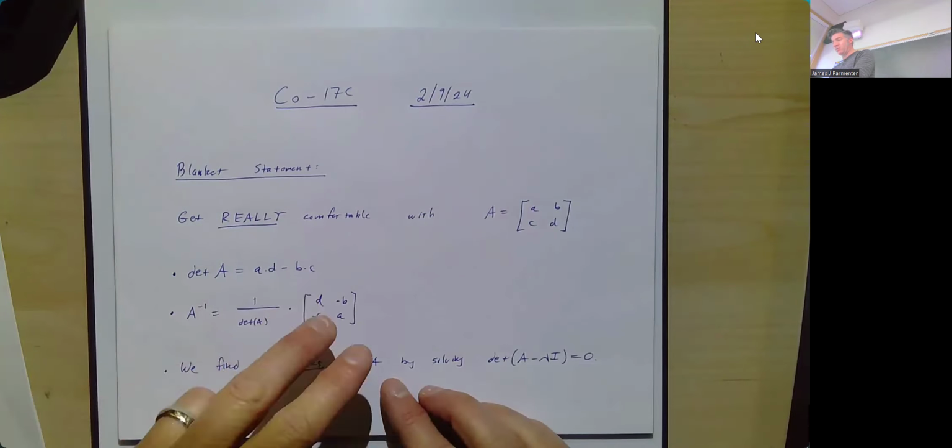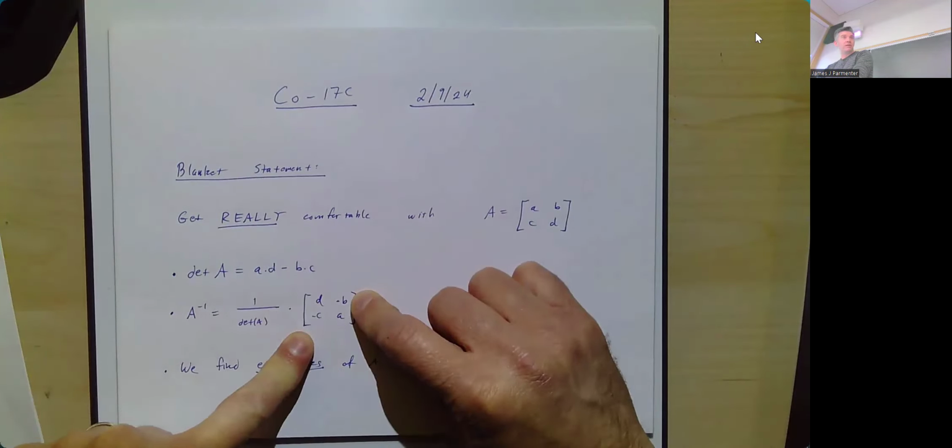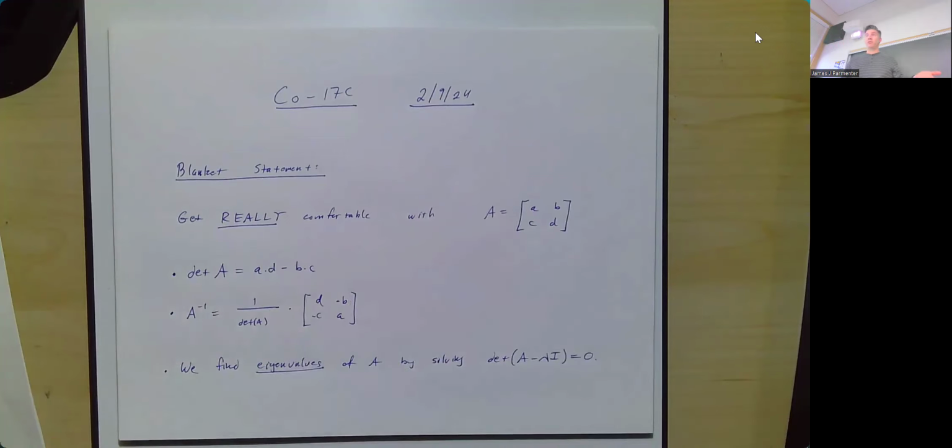So A and D interchange places. And the off diagonal elements, you change their signs. So if they were positive, now they're negative. If they were negative, now they're positive. That's always how we're going to calculate the inverse of a 2x2 matrix. It's a very easy pattern to remember after you've done it a few times.